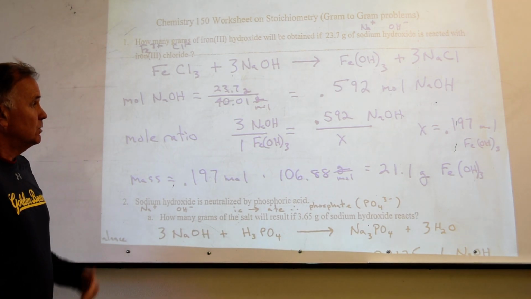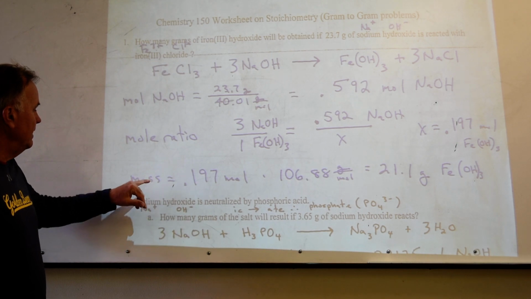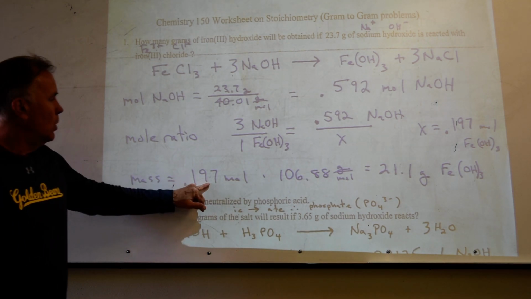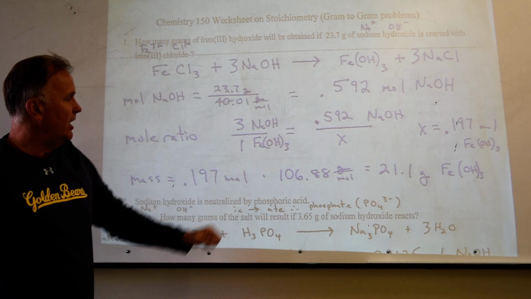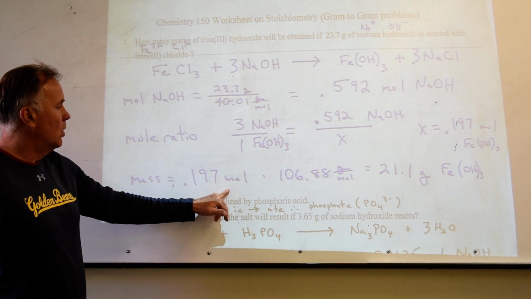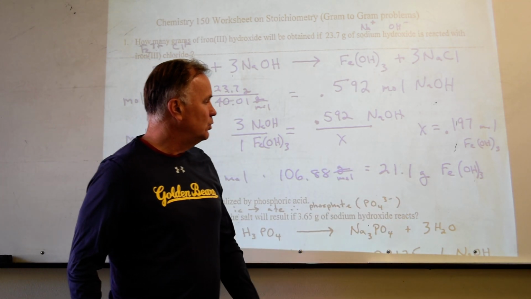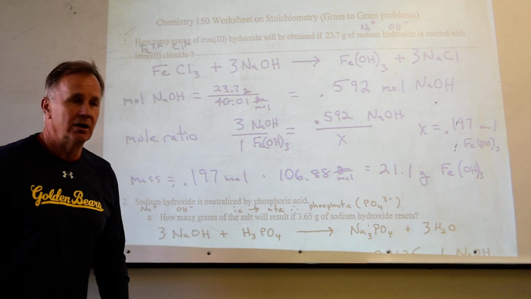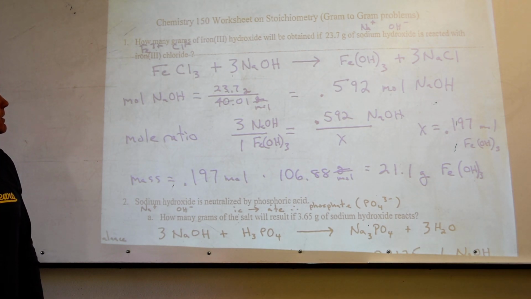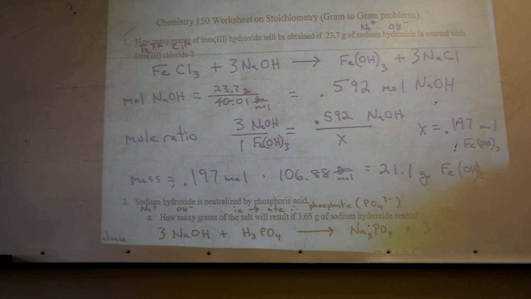So once you have that, then you have to go from moles into mass. Mass is moles times the molar mass of the iron hydroxide. So it would be 0.197 moles times 106.88 grams per mole, and you end up with 21.1 grams of iron hydroxide. So that's question number 1. Question number 2, let's go to it.